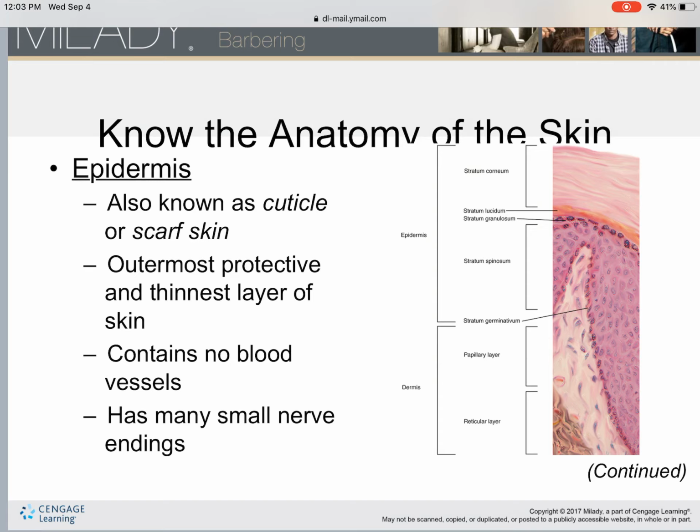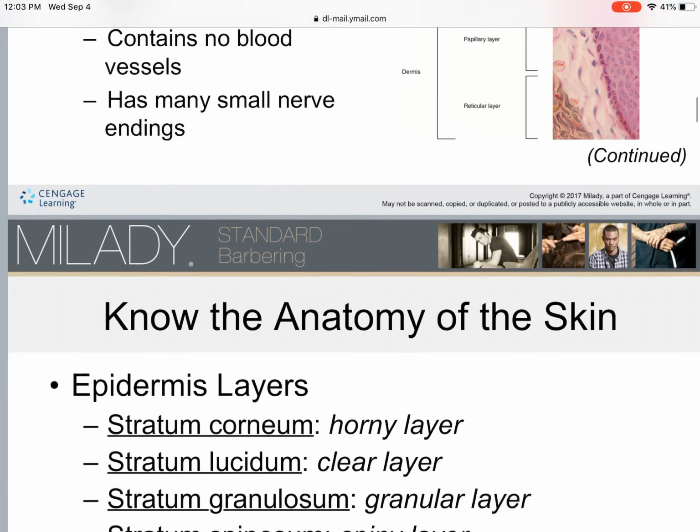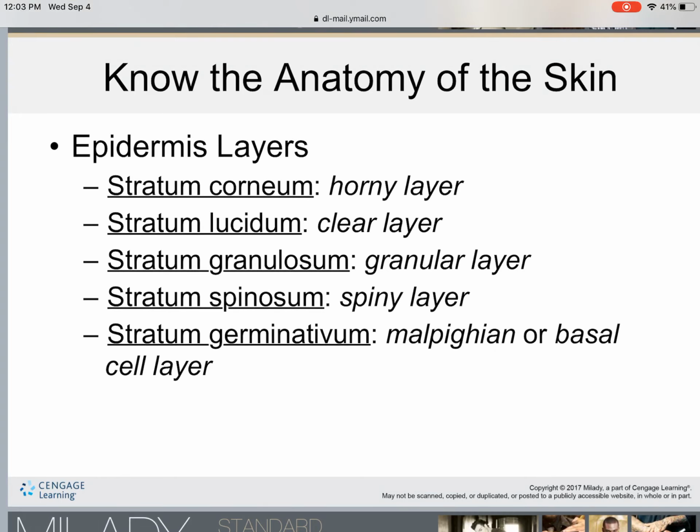Now, we have five different layers of the epidermis, as you can see in this photo. Stratum corneum, which is the top. Right under that is stratum lucidum. Then you have the stratum granulosum. Then you have stratum spinosum. And the bottom layer of the epidermis is called the stratum germinativum. Okay, let's go over a few of these.